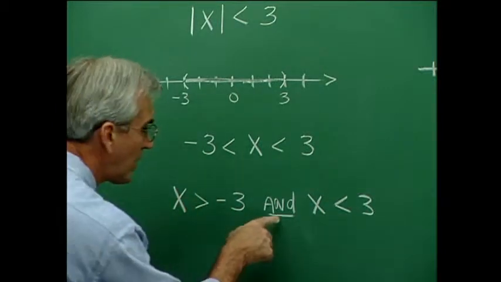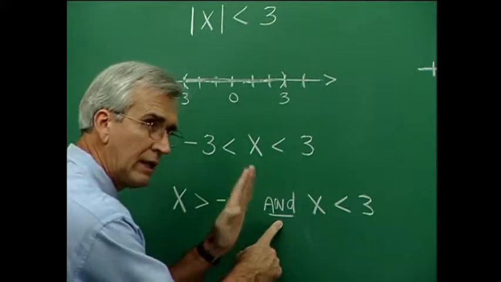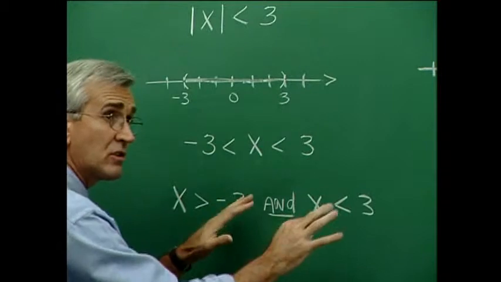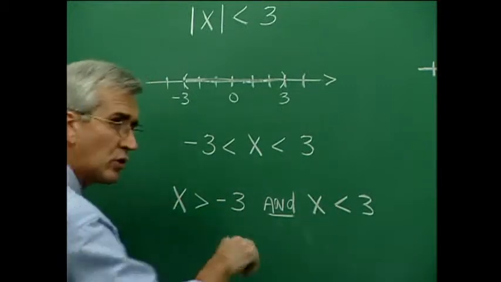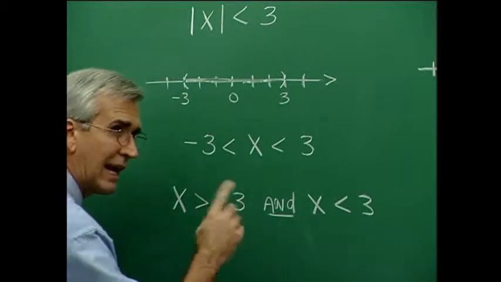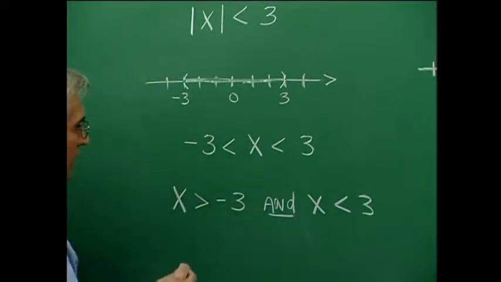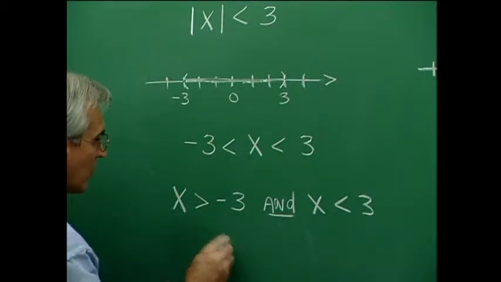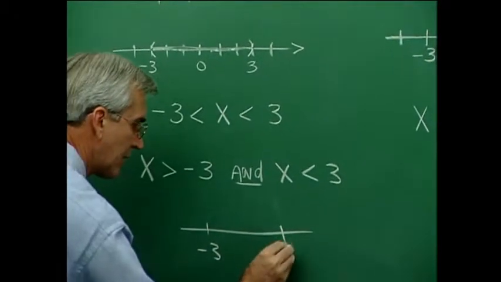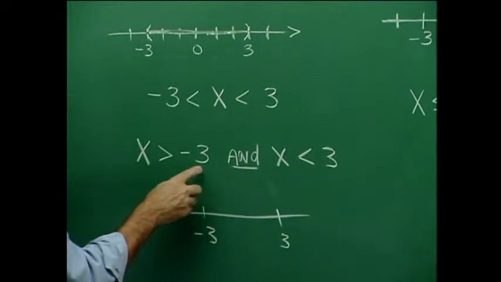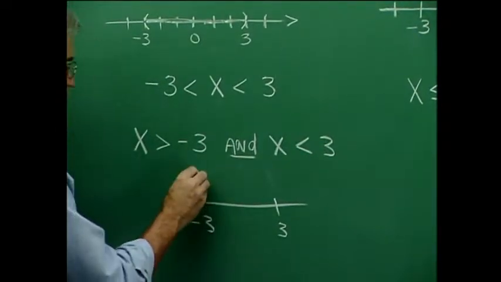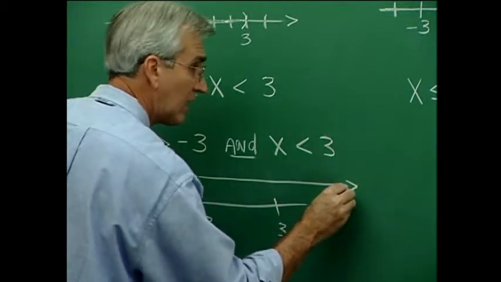It's important whether we put the word and or the word or in these problems. So we want values that are in this set and in that set at the same time. That's the notion of intersection, a kind of geometric thought process. Here's -3, here's 3. If x is greater than -3, we're talking about values that start here at -3 and go out this way infinitely far.